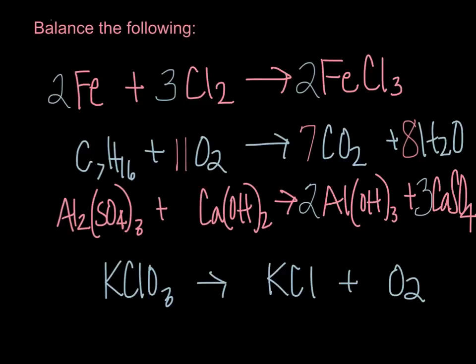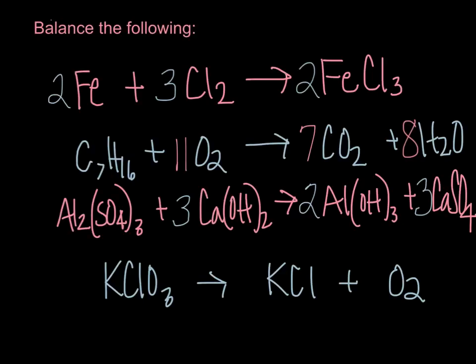And then I notice that now I have 3 calcium and I only have 1 calcium here. So I'm going to put 3 right here in front of calcium hydroxide. And when I did that, it also took care of my hydroxides. 3 times 2 is 6 hydroxides. 2 times 3 is 6 hydroxides. And now everything is balanced. So we have one more to look at.